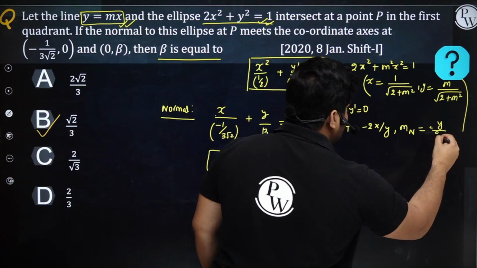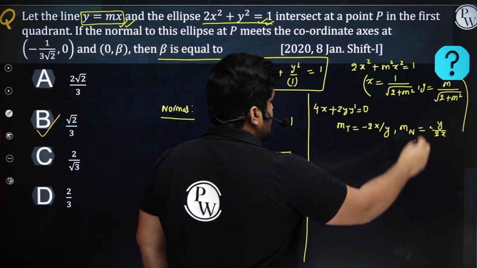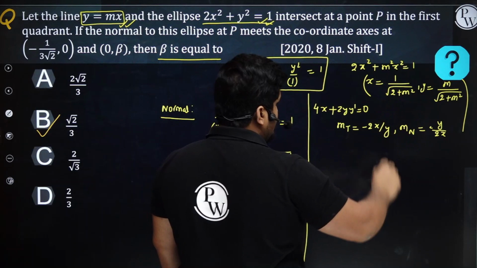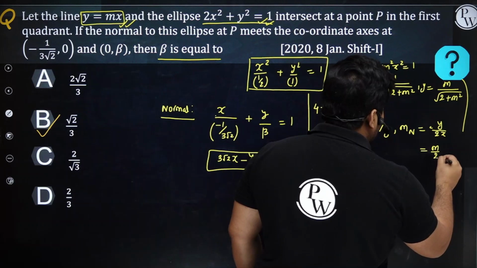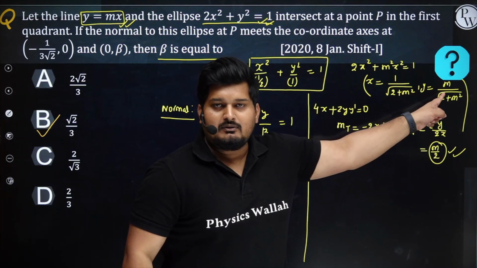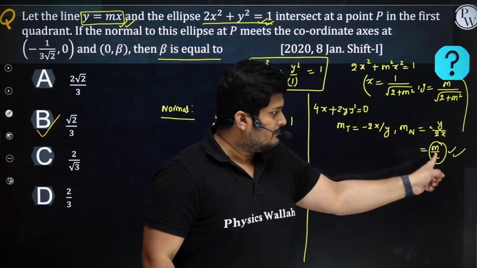So if you figure out y upon 2x, what is that? This is y, this is x. What is y upon 2x, guys? So the slope of normal is y upon 2x. If you divide y by x, this will be only m. So it is equal to m by 2. Correct? If I'm dividing these two, this is y upon x, so this will cancel out, only m upon 2. So the slope of normal is m upon 2.